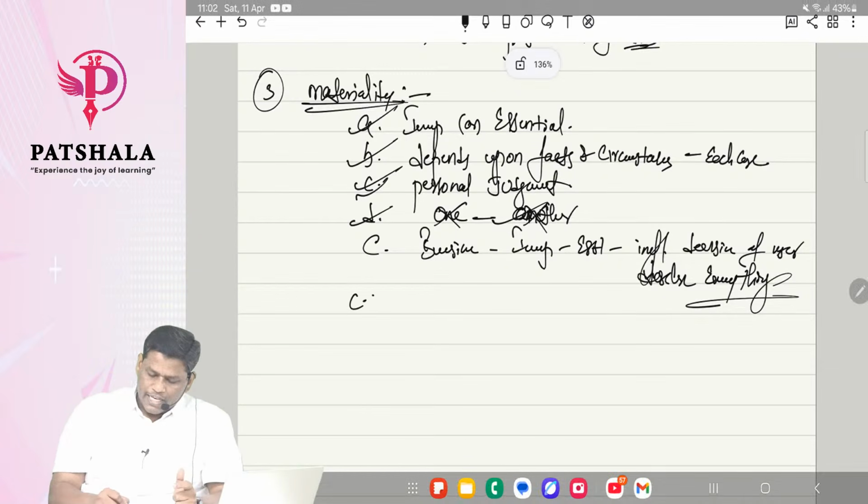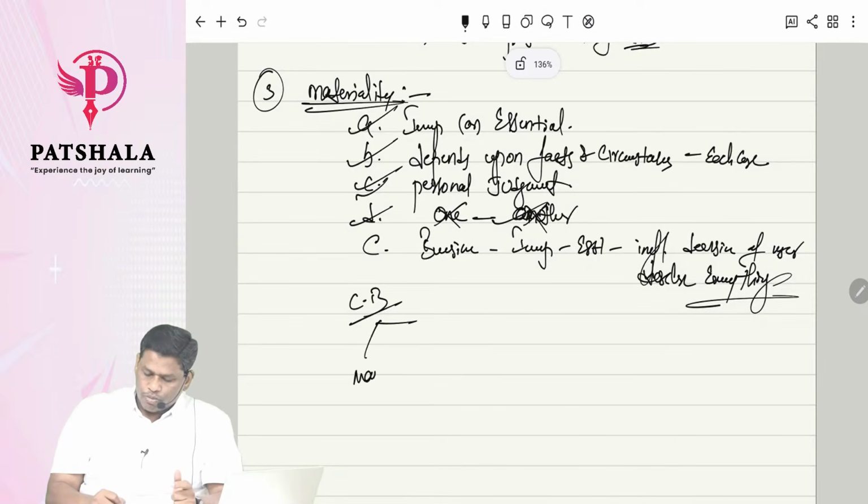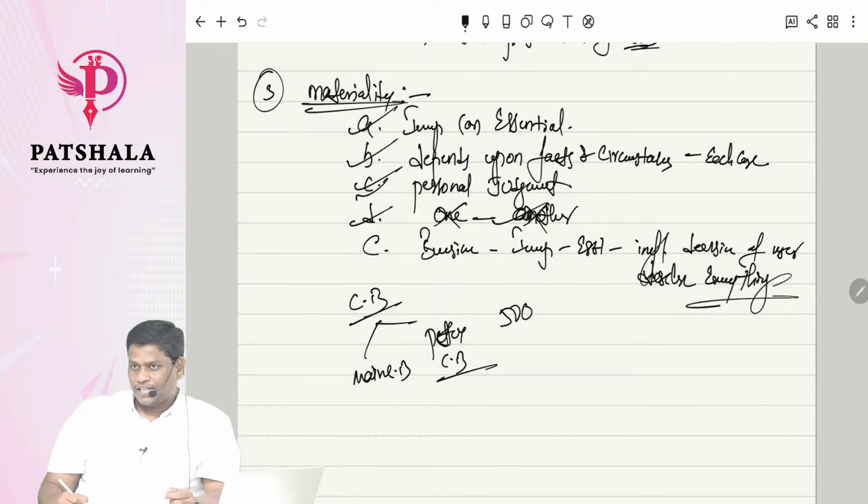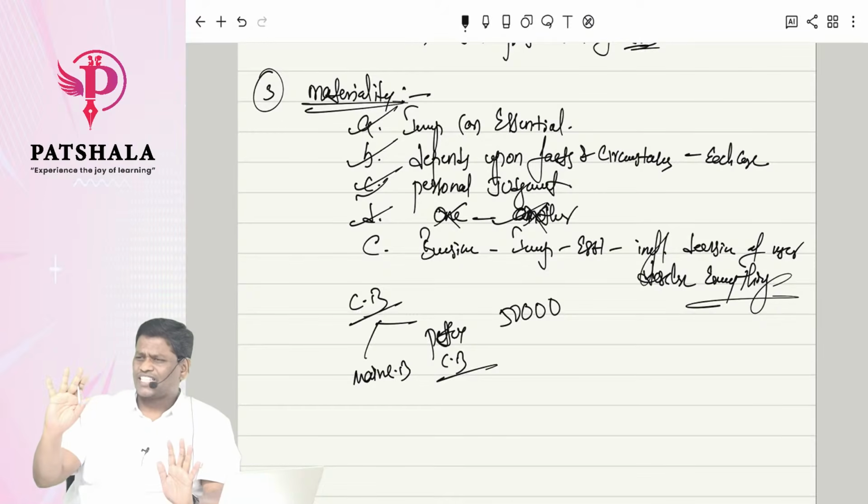Answer, cash book 2 types untadi manaki, main cash book, petty cash book. చెప్పండి రా, పెట్టి క్యాష్ బుక్, పెట్టి అంటే ఎంత? There is no definition for petty. For one organization 50 rupees is petty, for another organization 500 rupees is petty, for another organization 5000 is petty, for another organization 50,000 is petty. What is petty? There is no definition. It's your judgment. You look into your facts and circumstances of your case.